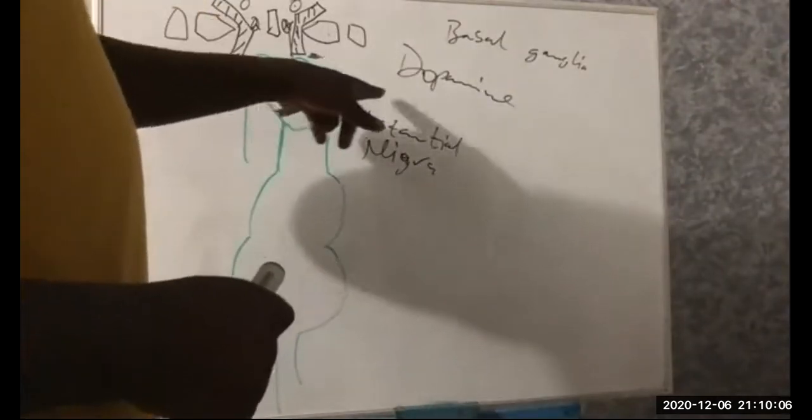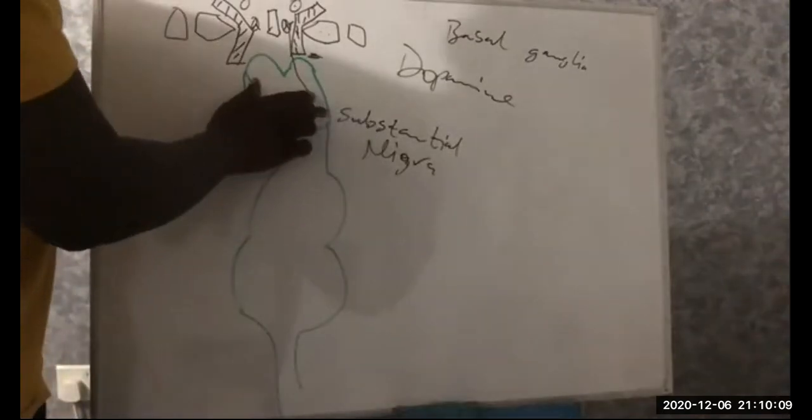Those people who don't have the dopamine being released from the substantia nigra into the basal ganglia suffer from a condition we call Parkinson's disease, okay? It is usually characterized by muscle rigidity, tremors, and hypokinesia. Hypokinesia, think of it like difficulty in initiating movement. So keep these three things in mind.